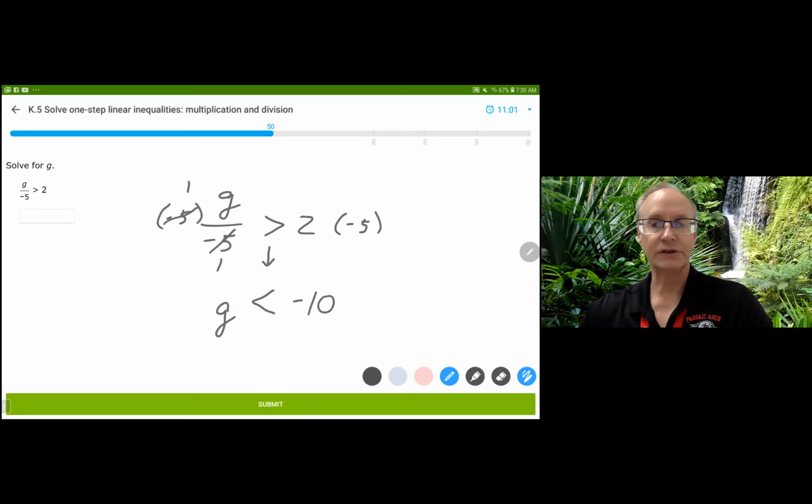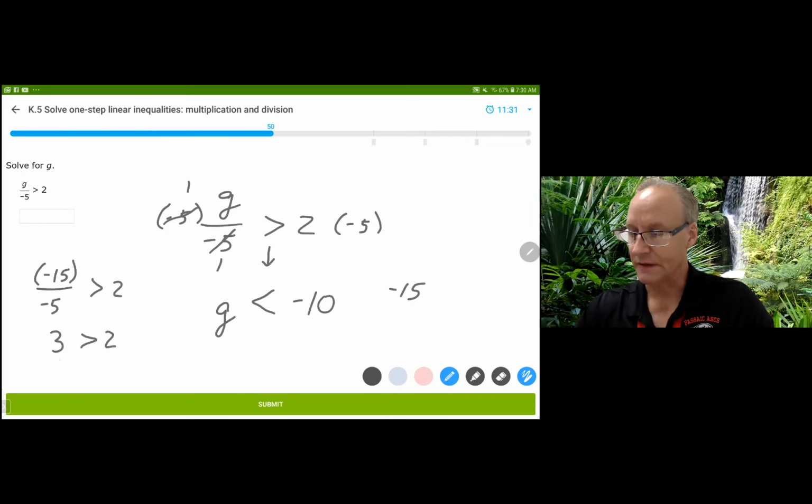Now what I'm going to do is I'm going to choose a number that is less than -10. Now, hopefully you guys remember that on the number line, to get less, you have to go to the left. So I'm going to say -15 is less than -10. And I want to test it in my inequality. -15 over -5 is supposed to be greater than 2. Let's see if that's true. A negative divided by a negative is a +3. And this is true. And I've checked my solution.